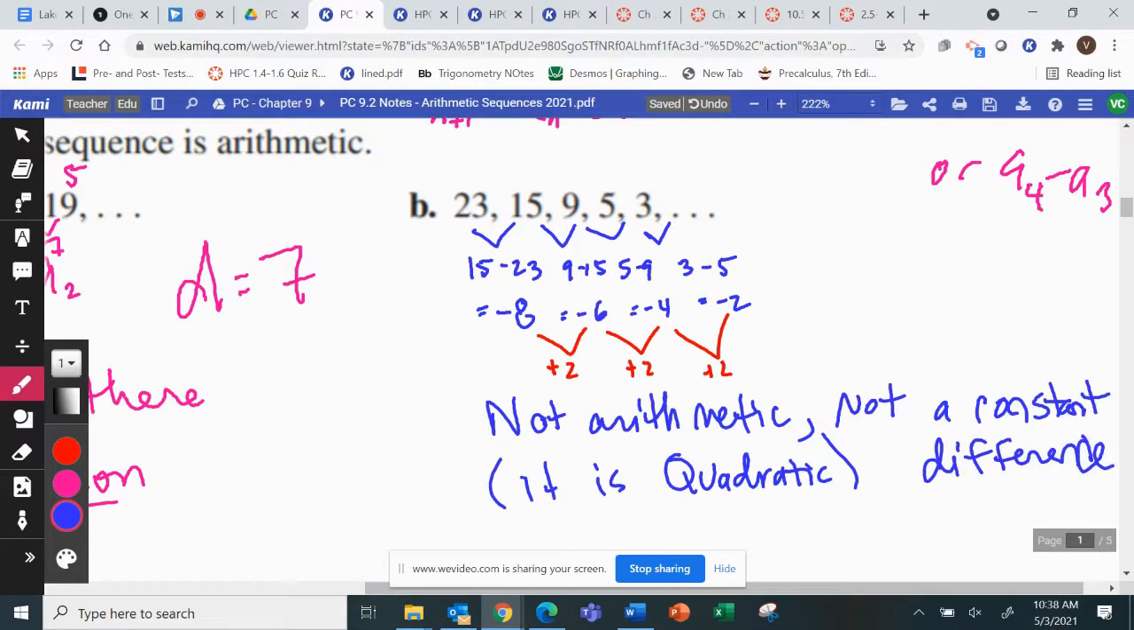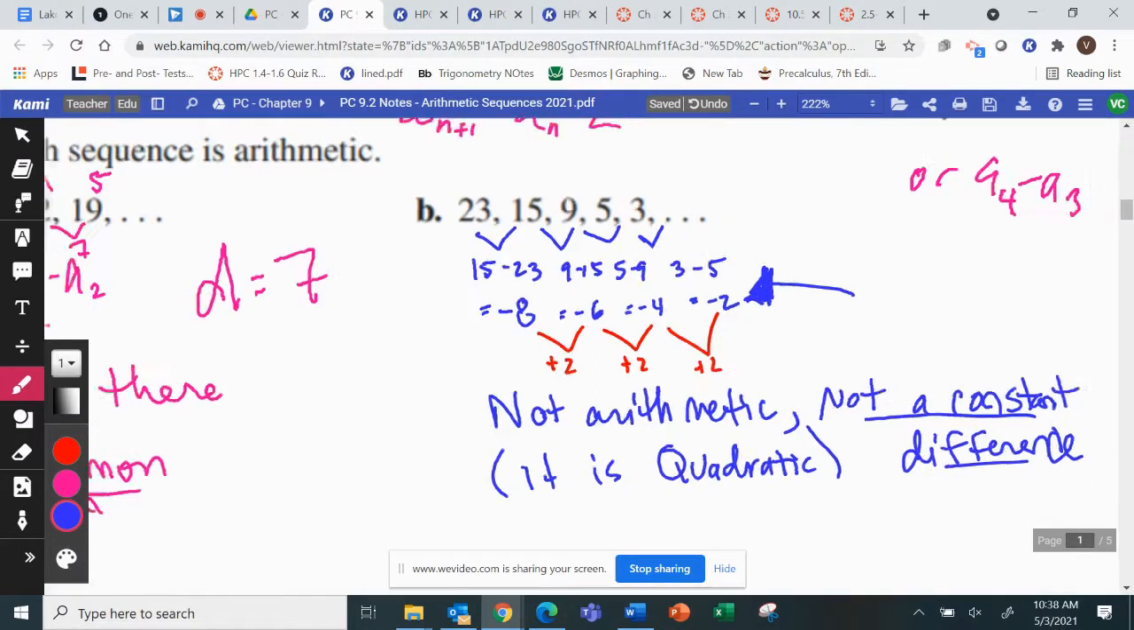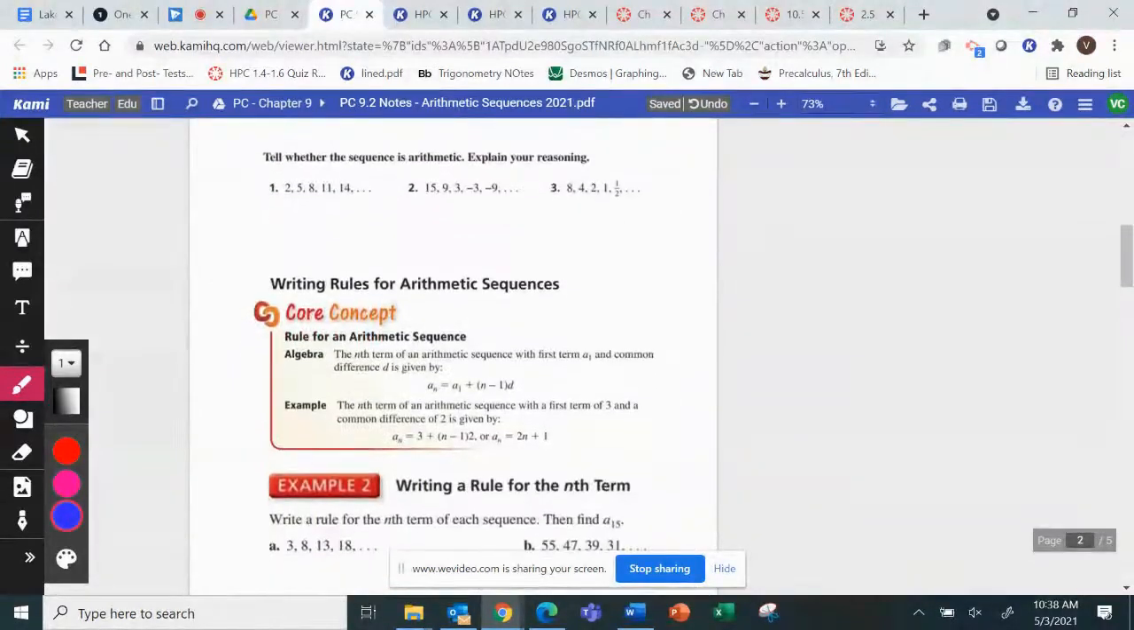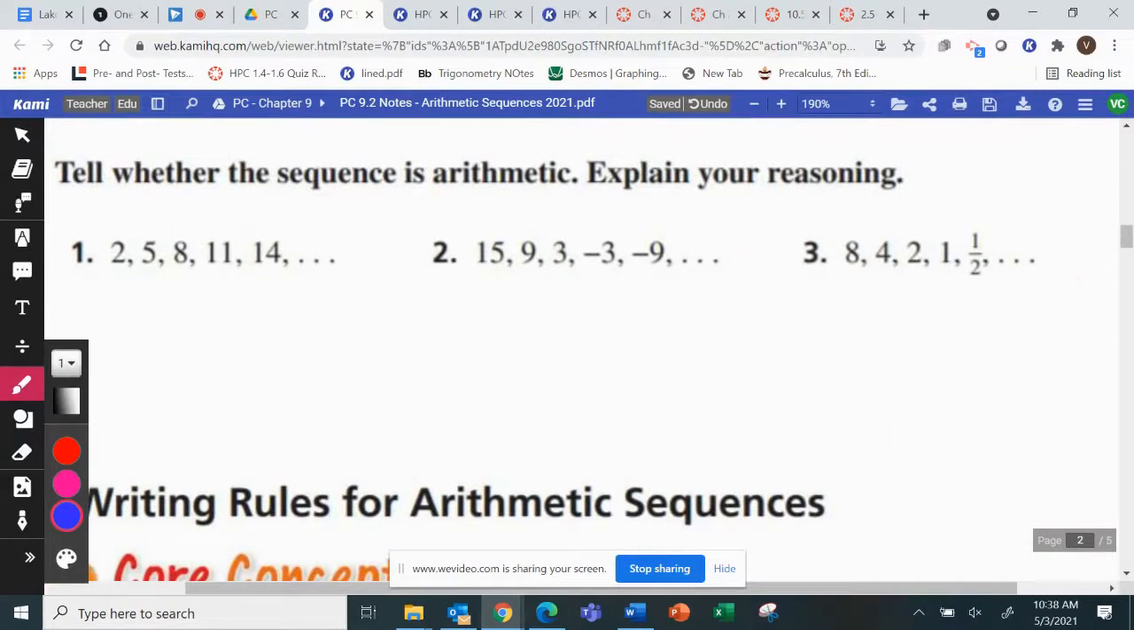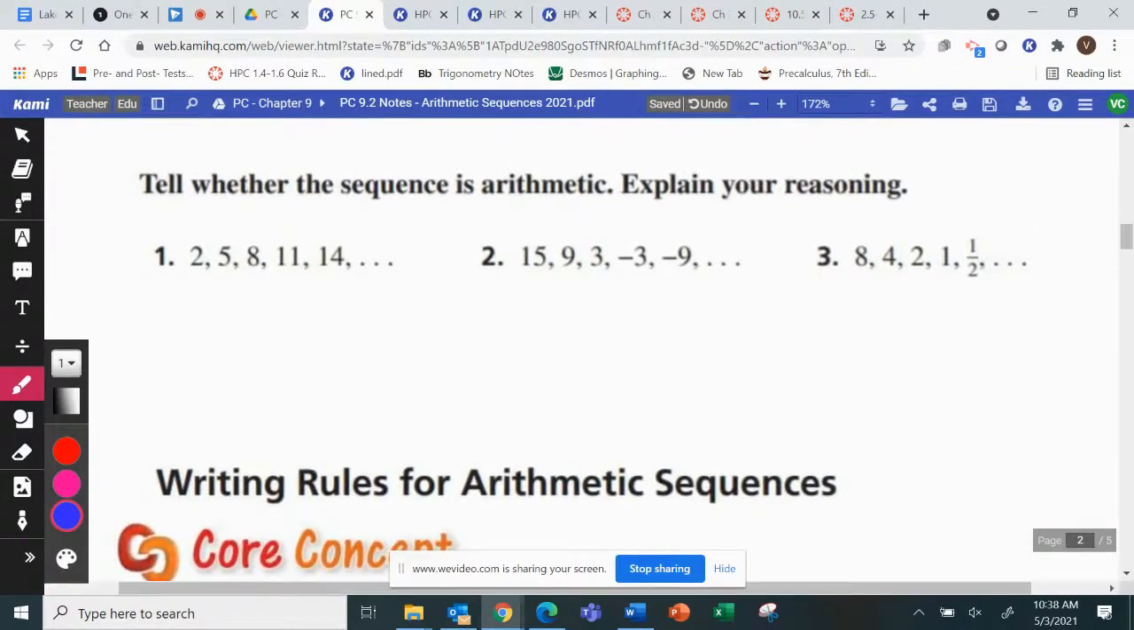So you want to justify your answer somehow. You could show your work and say not a constant difference. Just justify your answer when you do these in the assignment. All right, take a moment. See if you can figure out which are arithmetic, which ones are not. Explain your reasoning.